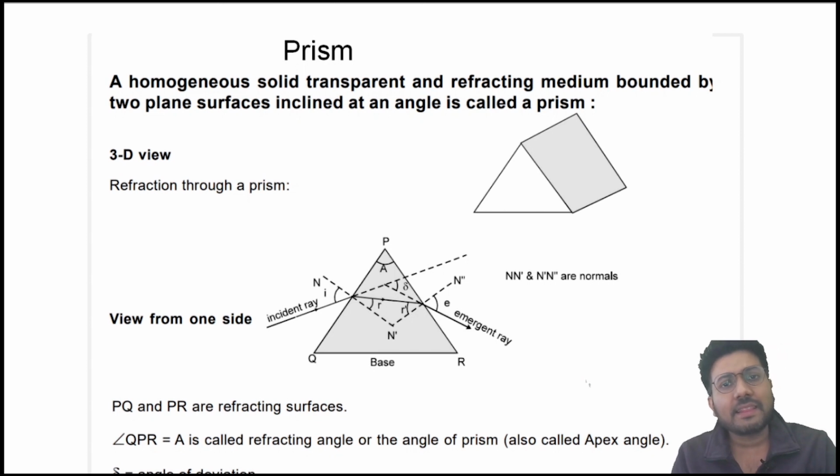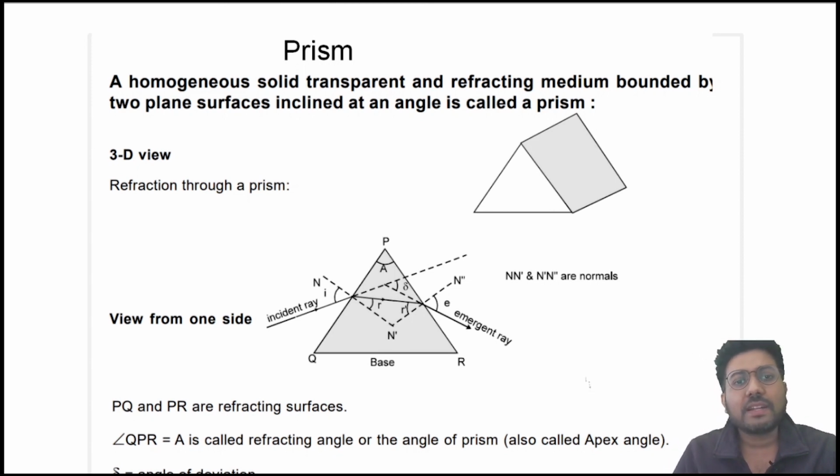Today is the 10th lecture of geometrical optics, and in today's class we are going to start with a new topic, and that is prism. We will also complete dispersion in this lecture. So let's begin with the class.